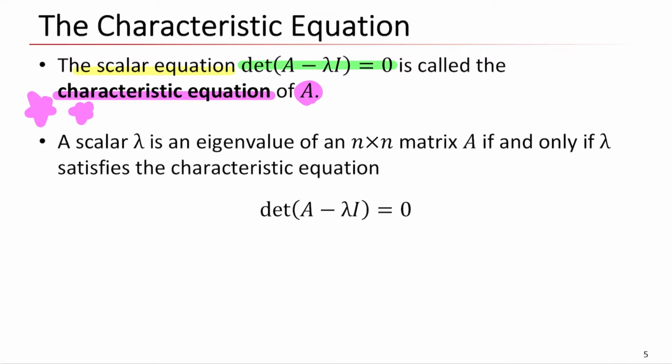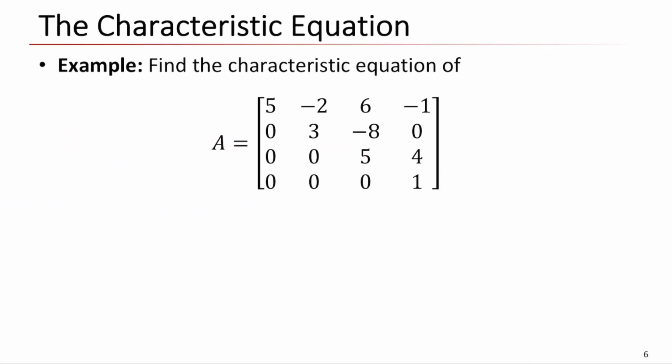In other words, the scalar lambda is an eigenvalue of the n by n matrix A if and only if lambda satisfies this characteristic equation. Okay, so let's do that. By using this characteristic equation, we can find the eigenvalues. First of all, let's find the characteristic equation.